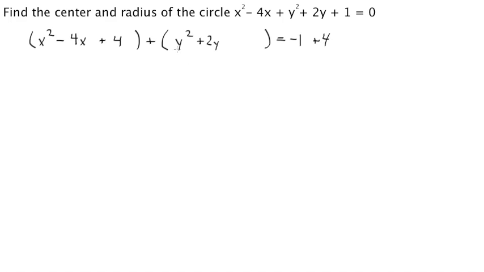Alright, so similarly with my y terms, I need to look at this number right here, the coefficient of y.